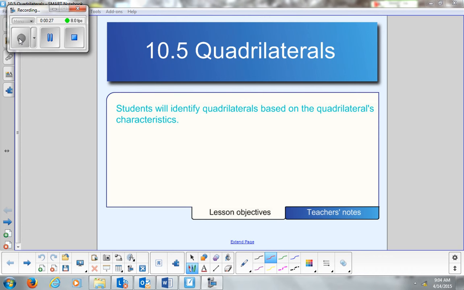All right, so you'll be able to identify quadrilaterals based on the quadrilateral characteristics. Again, this is going to take a lot of studying between the kinds of triangles and the different lines and now quadrilaterals, okay? And then we're going to be working on line symmetry. You're going to have to study all of your vocabulary words and what they mean. Very important.